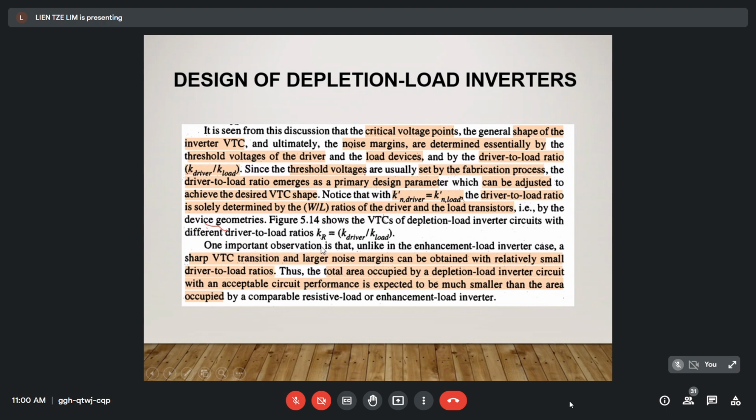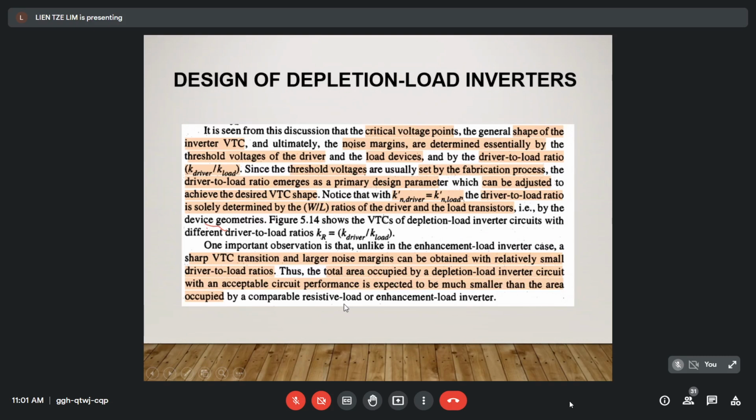One important observation is that, unlike in the enhancement load inverter case, a sharp VTC transition and larger noise margin can be obtained with a relatively small driver to load ratio. Thus, the total area occupied by a depletion load inverter circuit with an acceptable circuit performance is expected to be much smaller than the area occupied by a comparable resistive load or enhancement load inverter.